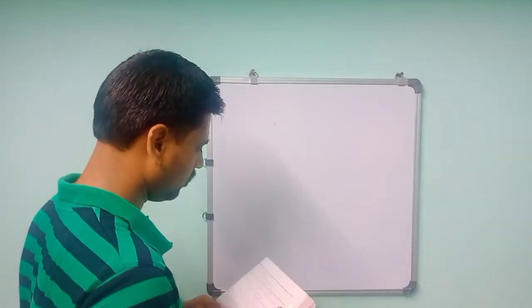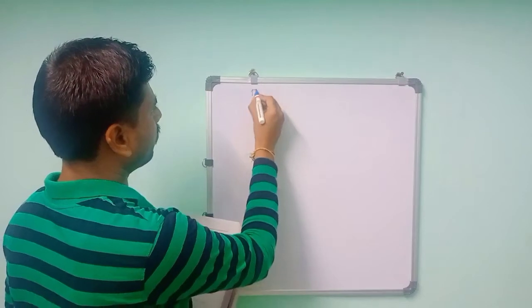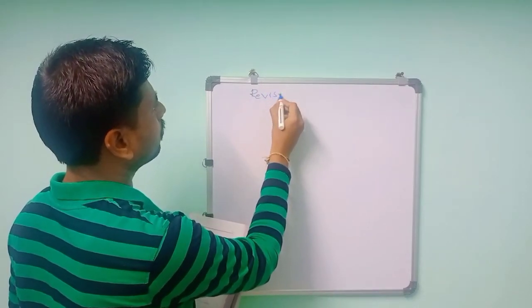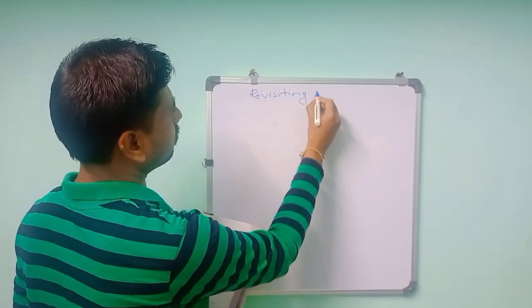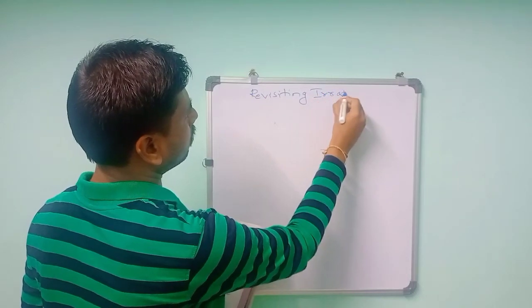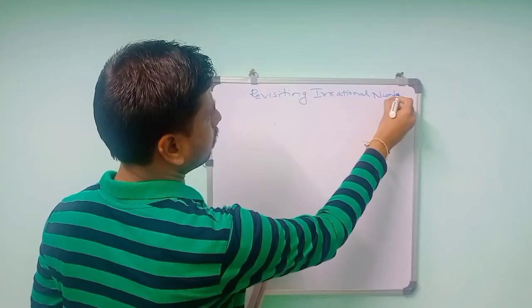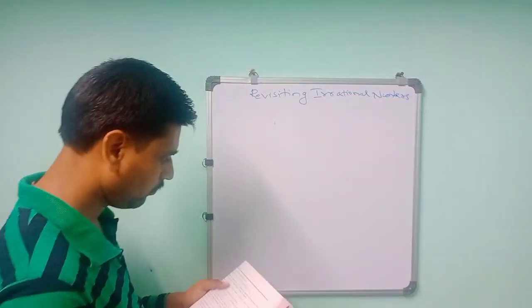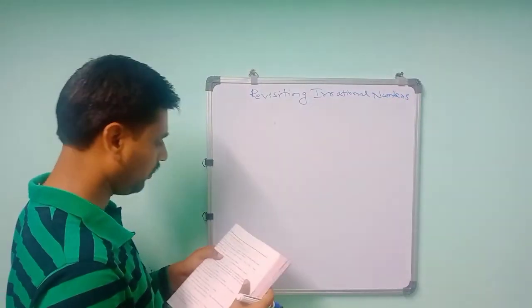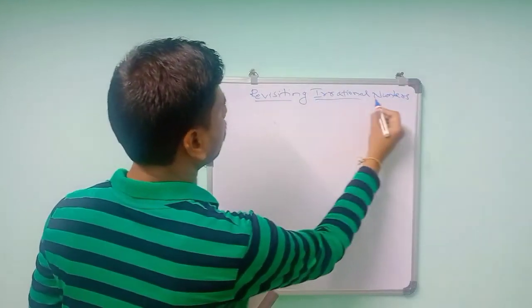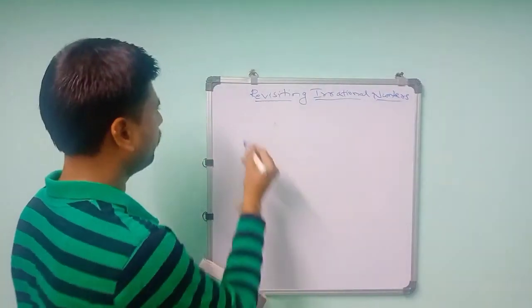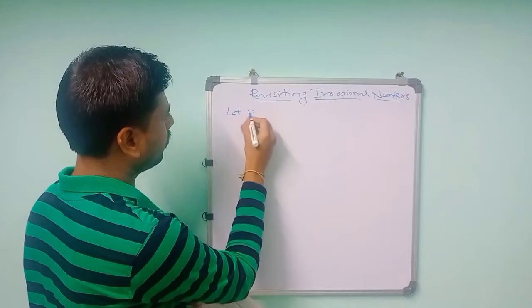The next topic is revisiting irrational numbers. So what is Theorem 8.3? What does it state? Let p be a prime number.